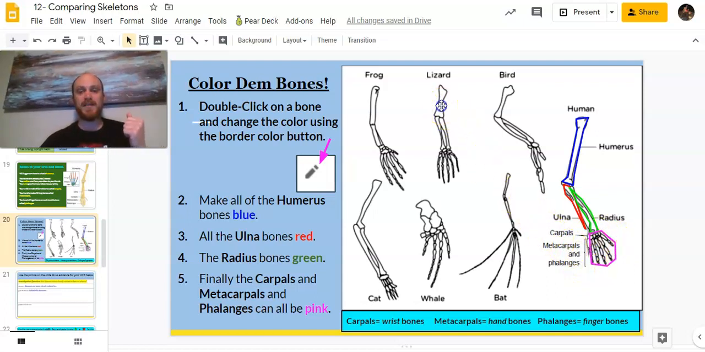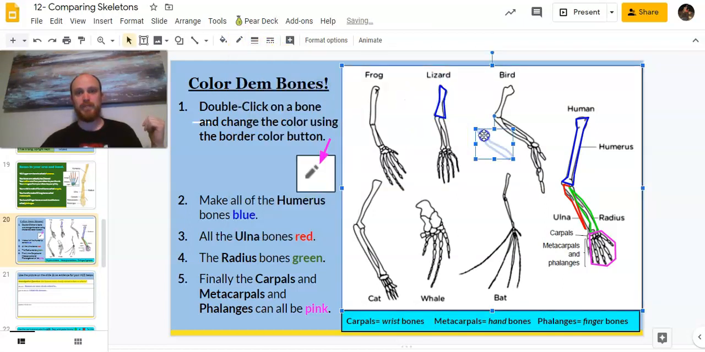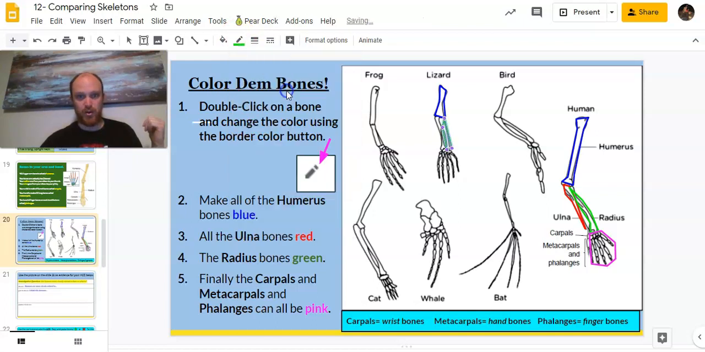We're going to do that by double-clicking on a bone. Then we're going to find this symbol right here, border color. We're going to click on it and choose the color we want. In this case, we want it to be blue. Ooh, sweet. Then I can double-click on this one. It looks like this is going to be the ulna, or sorry, the radius. The radius is our green. Boom.